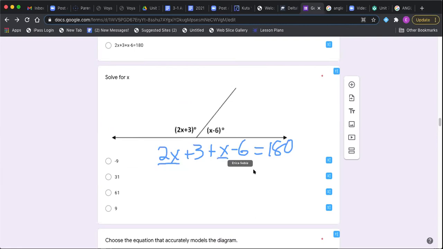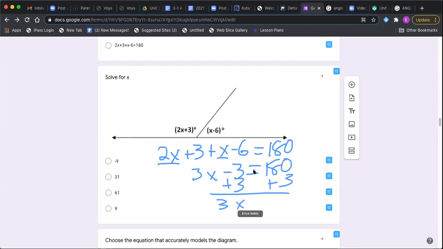So 2x and x is 3x. A positive 3 and a negative 6 is a negative 3. And then just add that 3, and now you guys are just solving like you always do. So whatever 183 divided by 3 is, was that 61? Yeah, 61, there it is. Right, sorry, divide by 3, divide by 3.